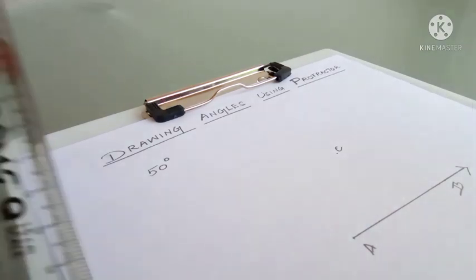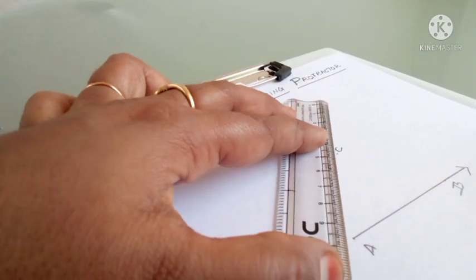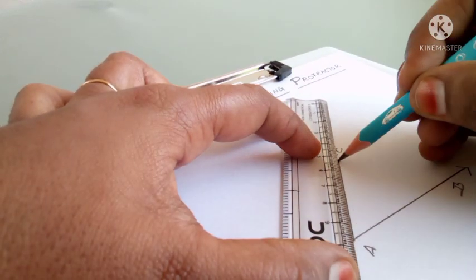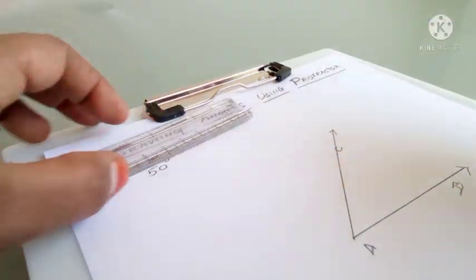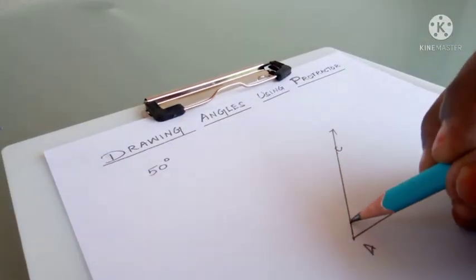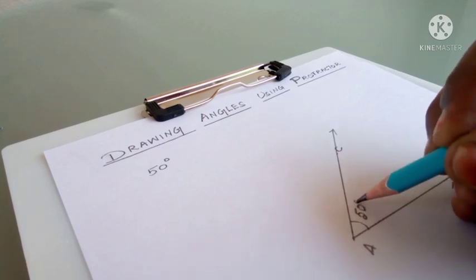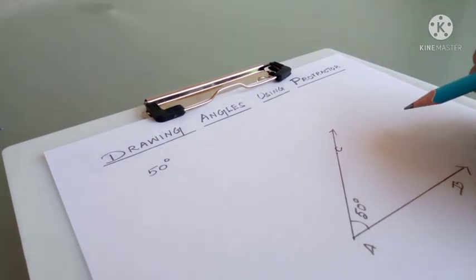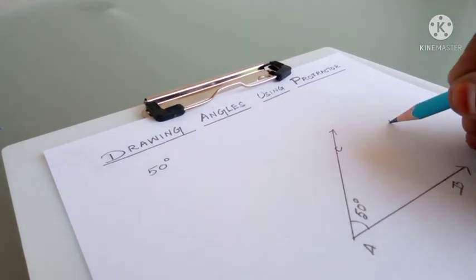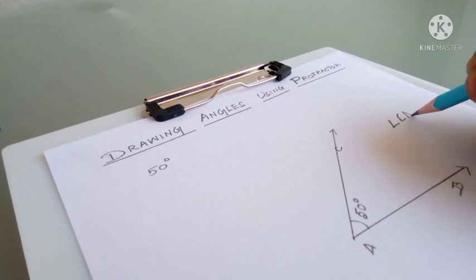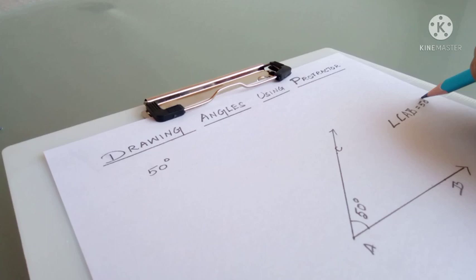Then join the A and C points. Now mark the angle. It is 50 degree. Now we have drawn the angle. This symbol indicates angle. Angle CAB is equal to 50 degree.